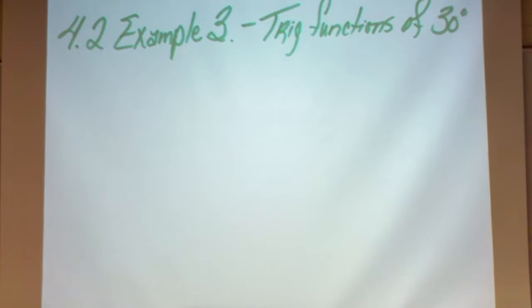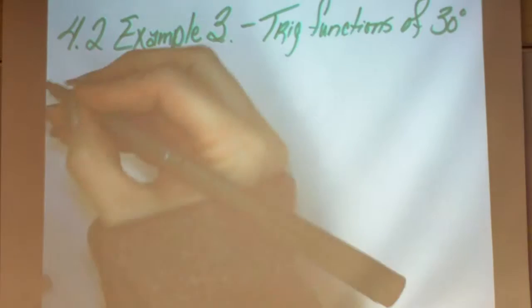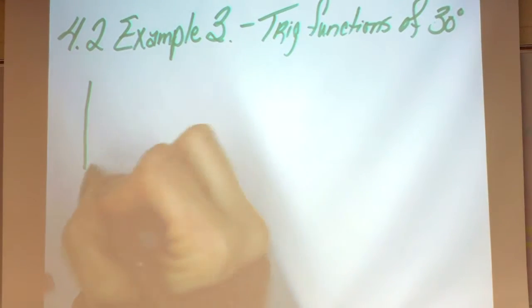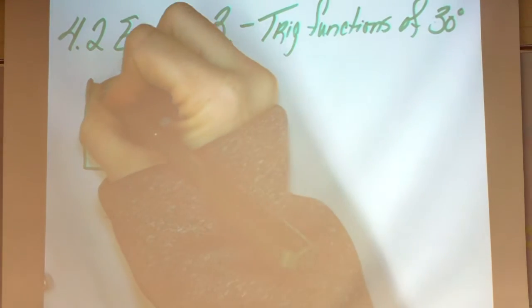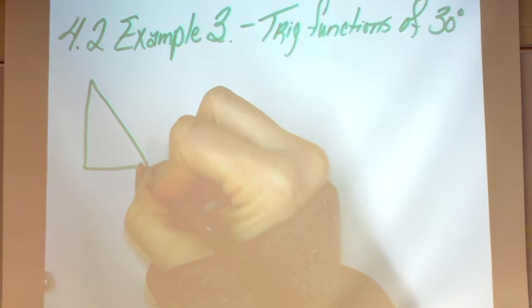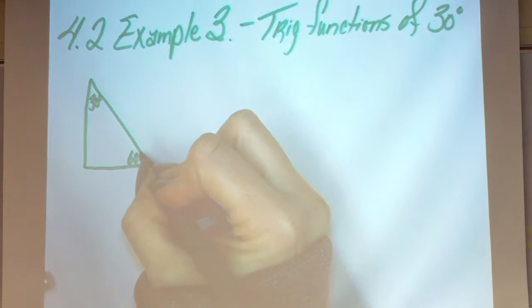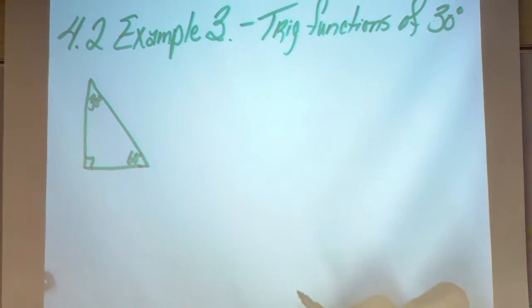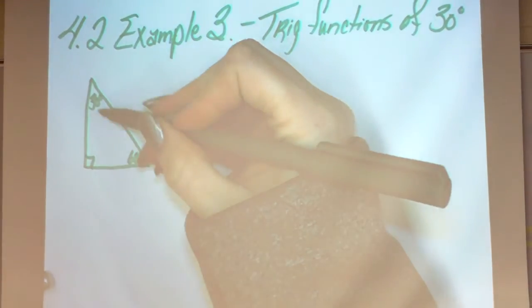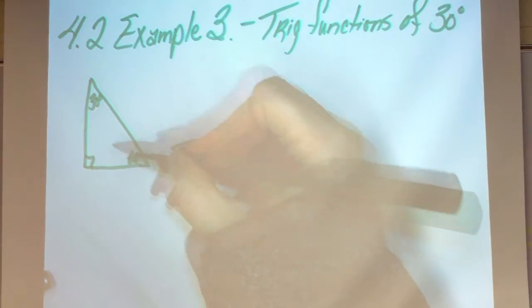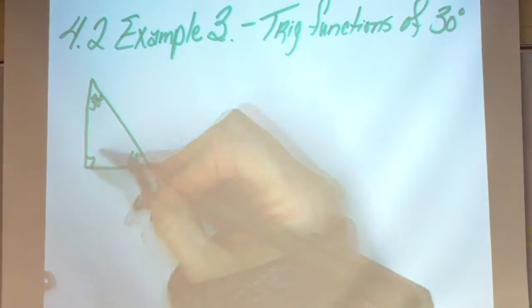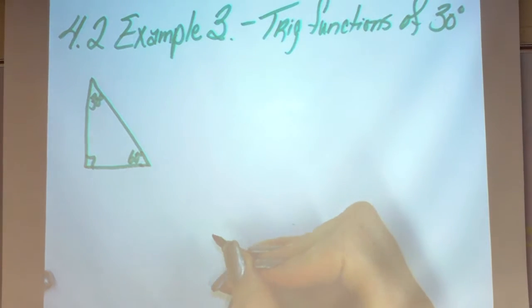Let's go over section 4.2, example 3, trig functions of a 30-degree angle. Okay, we're going to start with a right triangle where I have a 30-degree angle, a 60-degree angle, and my 90-degree angle. My 30-degree angle is across from the shorter side, the 60-degree angle is across from the longer, and the 90 is across from our hypotenuse.